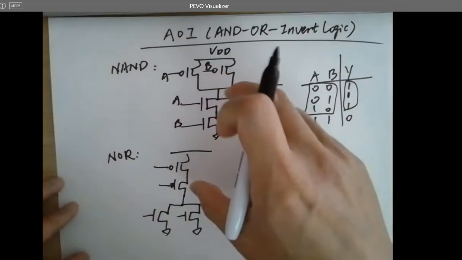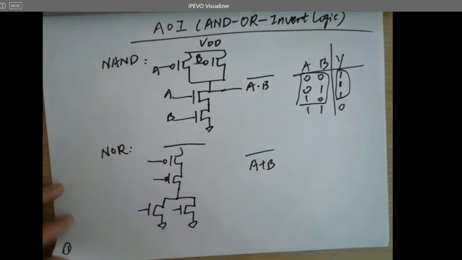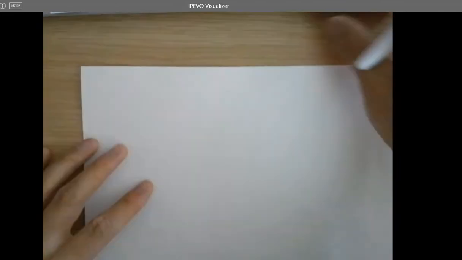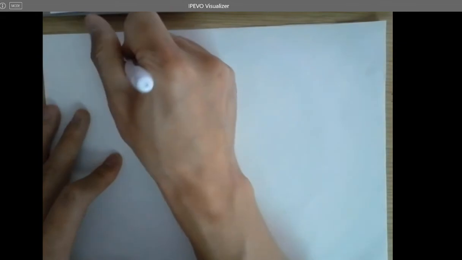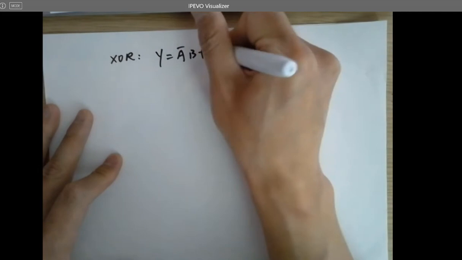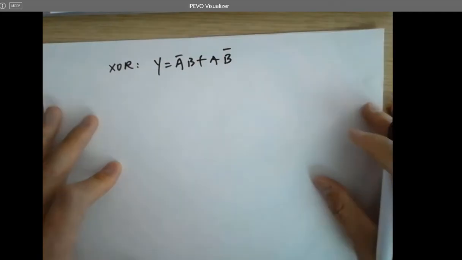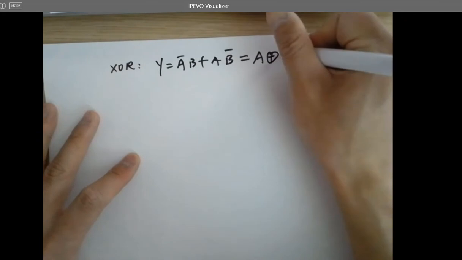And if you want to know where this comes from, just watch the video from yesterday, okay? I'm going to show you one more example, probably a couple of other examples for this. The most common one, XOR. Y equals A, not B, or A not, B. That's XOR logic. Or sometimes we just write it as A XOR B.